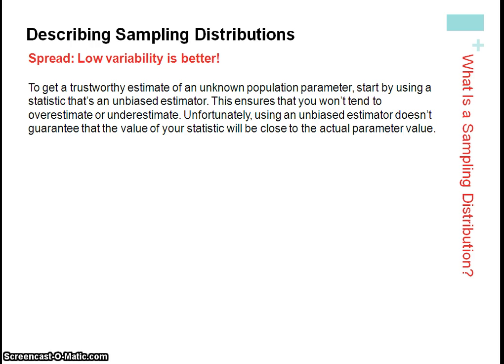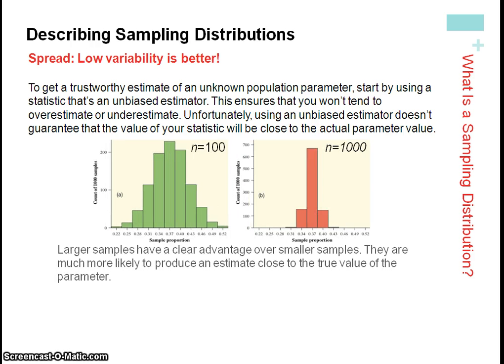Okay, I'm going to whip through a few things just because we're running out of time for my 15 minutes. To get a trustworthy estimate of an unknown population parameter, start by using a statistic that's an unbiased estimator. This ensures that you won't tend to overestimate or underestimate. Unfortunately, using an unbiased estimator doesn't guarantee that the value of your statistic will be close to the actual parameter value. One way to conquer this is to use a large sample.